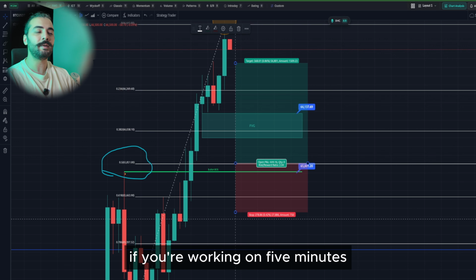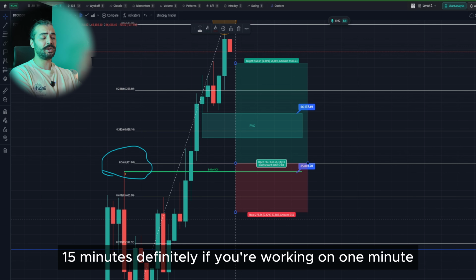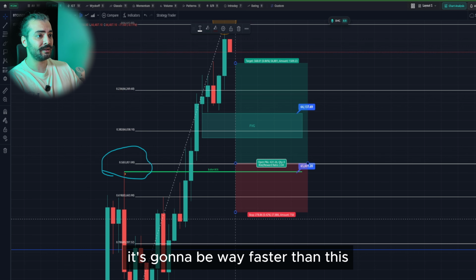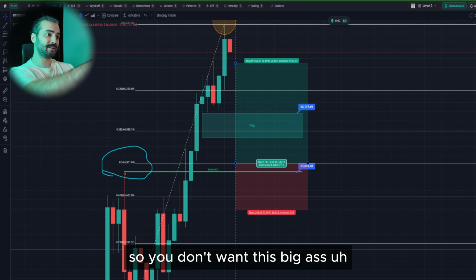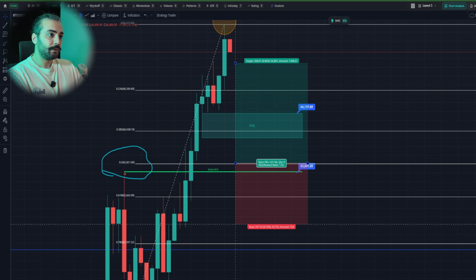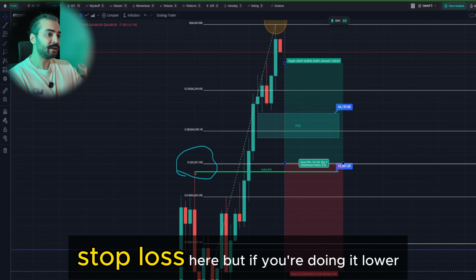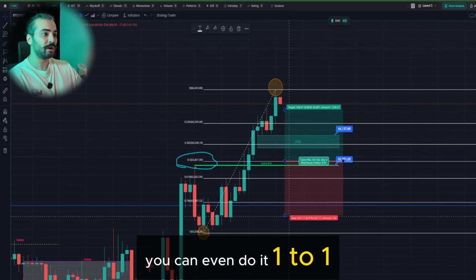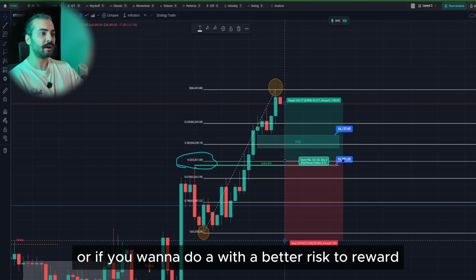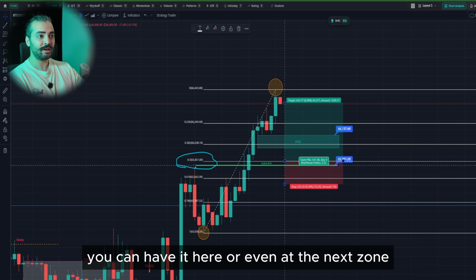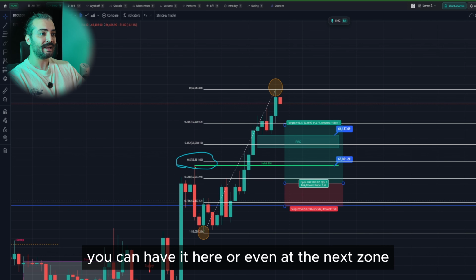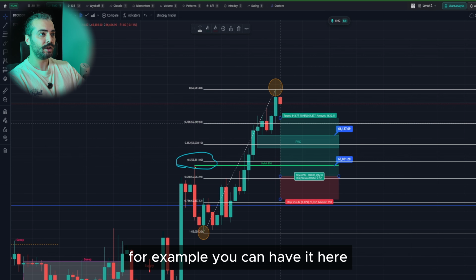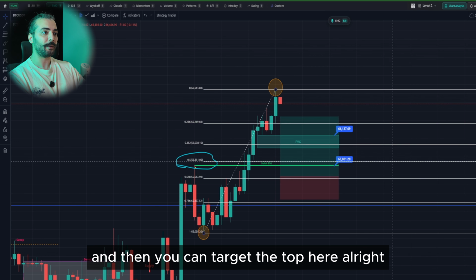If you're working on 5 minutes, 15 minutes, definitely if you're working on 1 minute, it's gonna be way faster than this. So you don't want this big stop loss here. But if you're doing it lower, or if you want lower risk, you can even do it 1-to-1. So usually below the low here, and then the top is gonna be the target. Or if you wanna do a better risk to reward, you can have it here, or even at the next zone. For example, you can have it here, and then you can target the top here, all right?